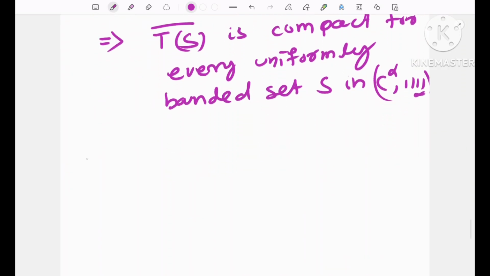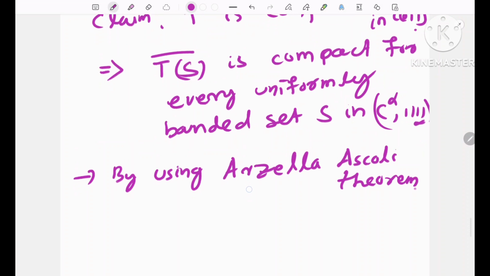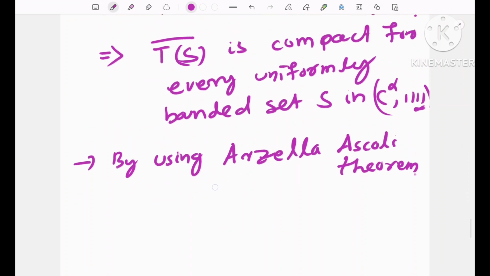This can be verified by using the Arzela-Ascoli theorem. The Arzela-Ascoli theorem says that if we show that this is compact, that is, the closure of T of S is compact, it means T of S is relatively compact.